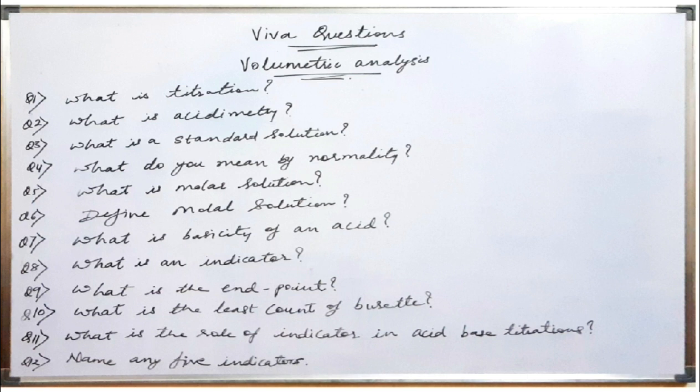Next is, what is a standard solution? It's a solution whose strength is accurately known. That is a standard solution. Next one, what do you mean by normality? The normality of a solution is the number of gram equivalent weights of a solute dissolved per liter of the solution. Similarly, you can go for molarity as well.